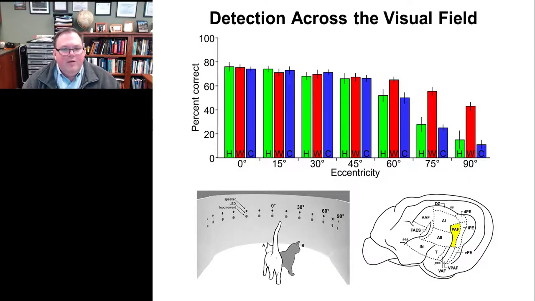But the neat thing is when we do the comparison. So here you can see the results of bilateral deactivation of the posterior auditory field in comparison to the other results. So here, the green bars indicate performance of the hearing animals, the red bars indicate performance of the deaf animals, and the blue bars indicate performance of the deaf animals during bilateral deactivation of the posterior auditory field. So what you can see is the excellent or enhanced performance of the deaf animals and how this enhancement was removed when the posterior auditory field was bilaterally deactivated. And in fact, the entire advantage the deaf animals had was eliminated during bilateral deactivation of the posterior auditory field. Performance didn't get any worse than normal hearing animals, as you would expect, but the performance advantage was completely eliminated.